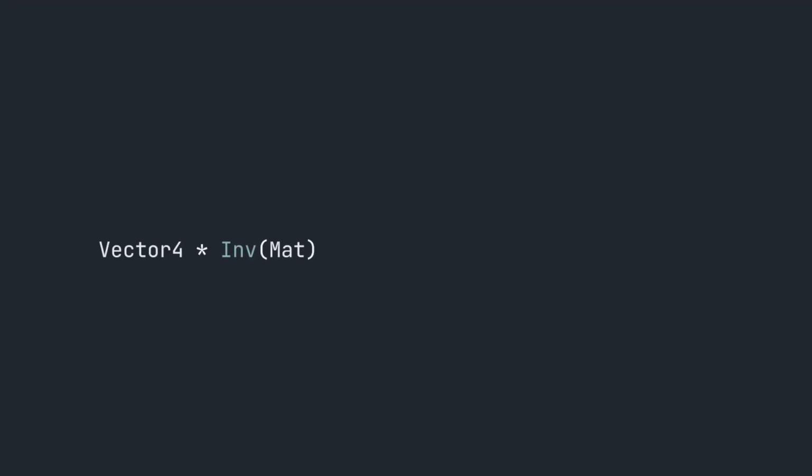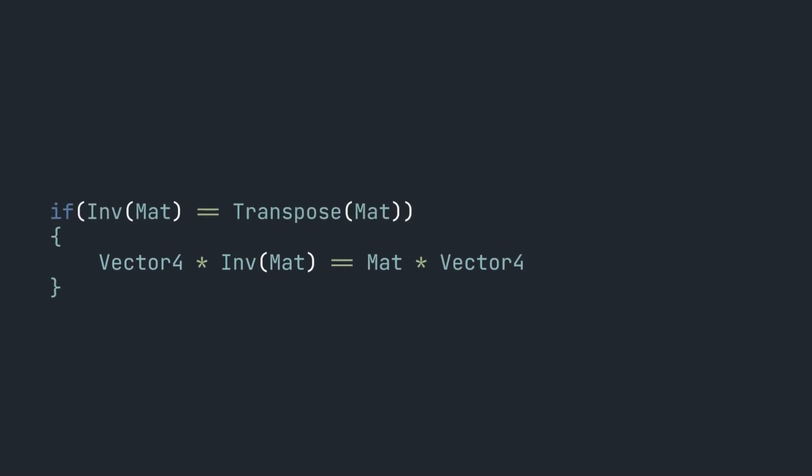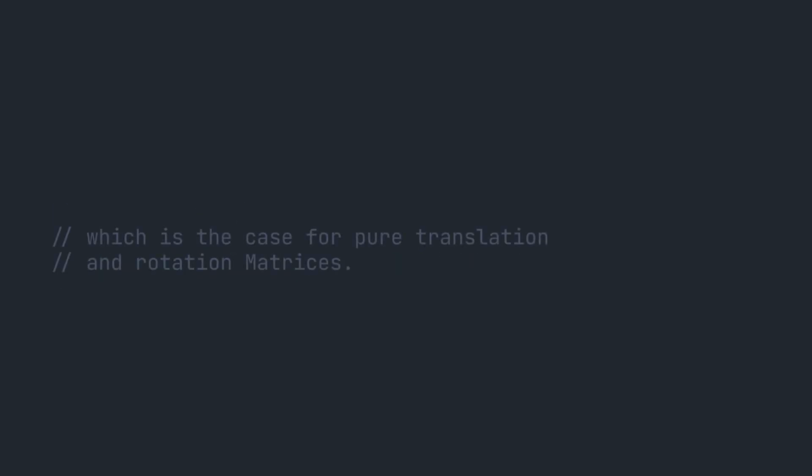Vector4 times the inverse of a matrix is the same as matrix times the vector, if the matrix inverse is equal to its transpose, which is the case with pure rotation and translation matrices. So you can skip the inverse there if you move the matrix to the left-hand side of the equation.